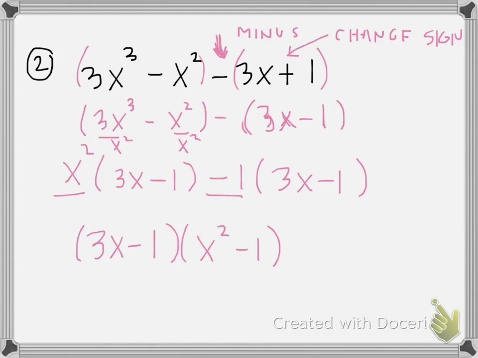Well, look at this one. This one can factor some more right here. That's a difference of 2 squares. So this is going to be 3x minus 1, and x squared minus 1 is x minus 1 times x plus 1.